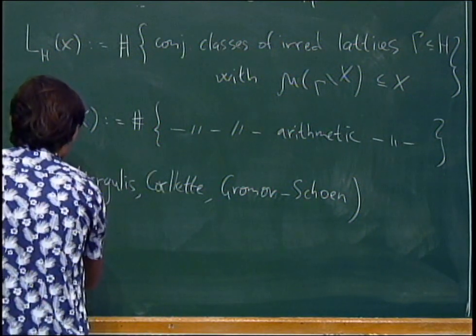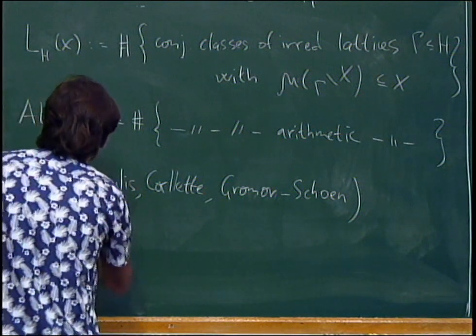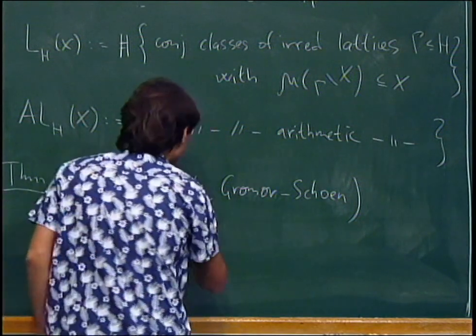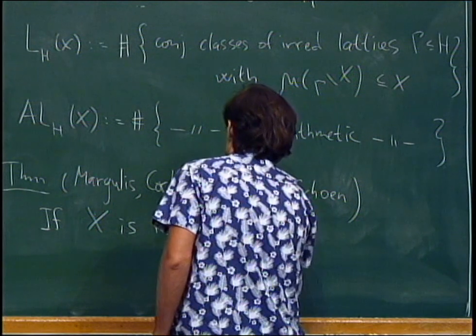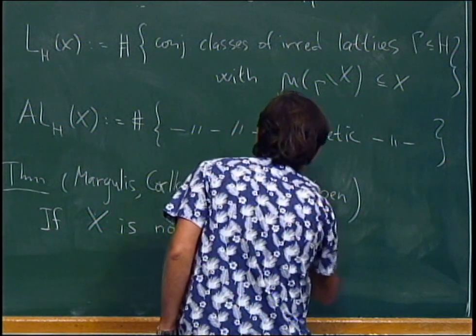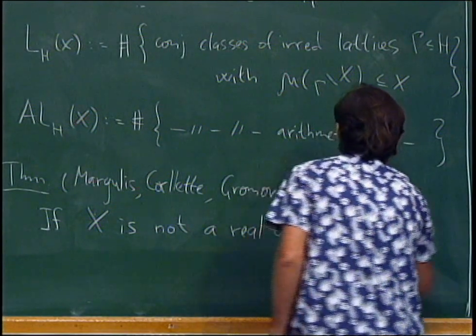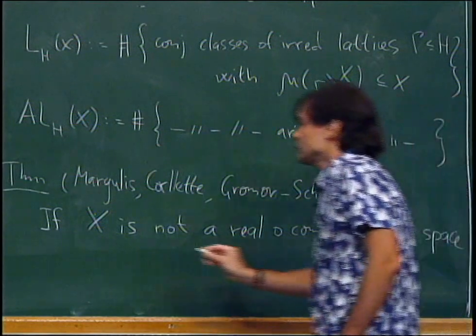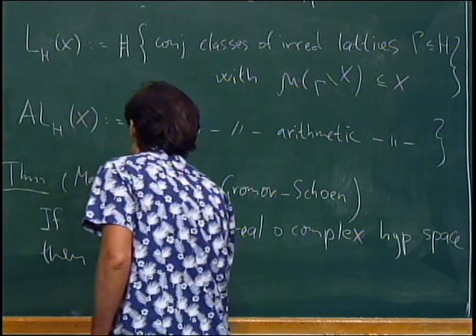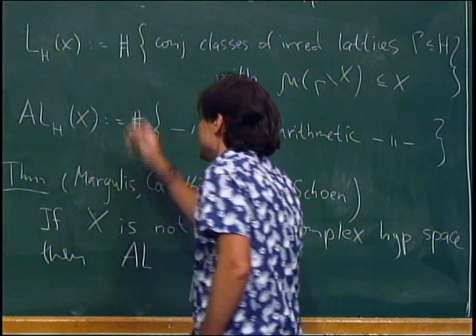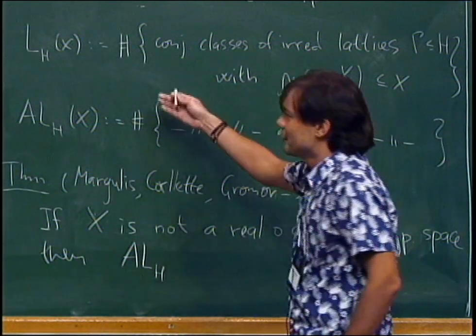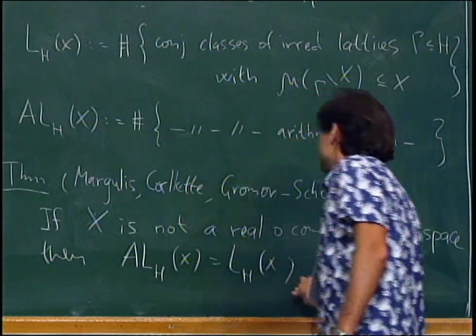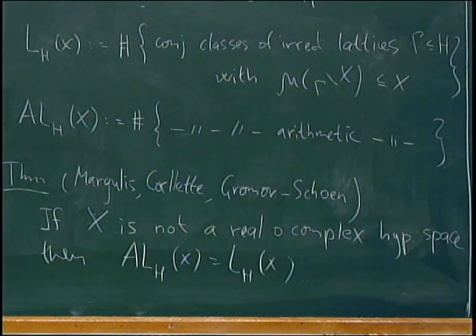The theorem says that if X is not a real or complex hyperbolic space, then all lattices are arithmetic. So, in these terms, the theorem says more. The theorem says that all lattices are arithmetic, but okay, let me write this way.